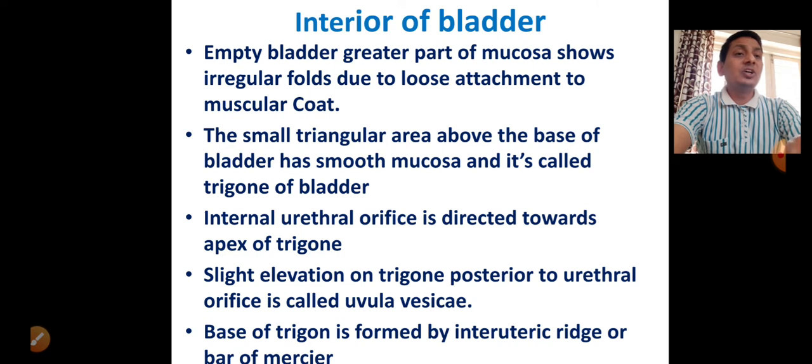And the internal orifice is directed into the apex of the trigone. Slight elevation on the trigone posterior to the urethral orifice is called uvula vesicae. Base of the trigone is formed by the interureteric ridge or bar of Mercier.